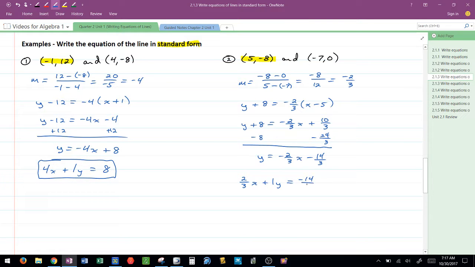negative 14/3. Need to clean this up, so let's see. I don't have to worry about a sign change because a is positive, but I do have all these fractions, so I got to multiply by 3. 3 divided by 3 is 1 times 2 is 2x. 3 times 1y would be positive 3y. 3 divided by 3 is 1 times negative 14. That would be negative 14. 2x plus 3y equals negative 14 would be the equation in standard form.